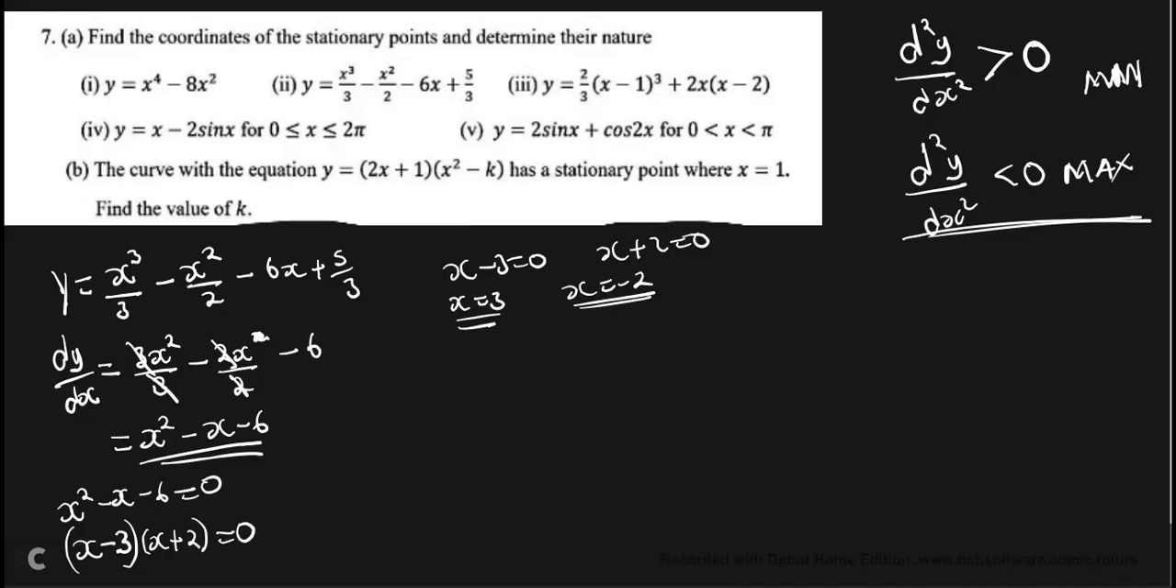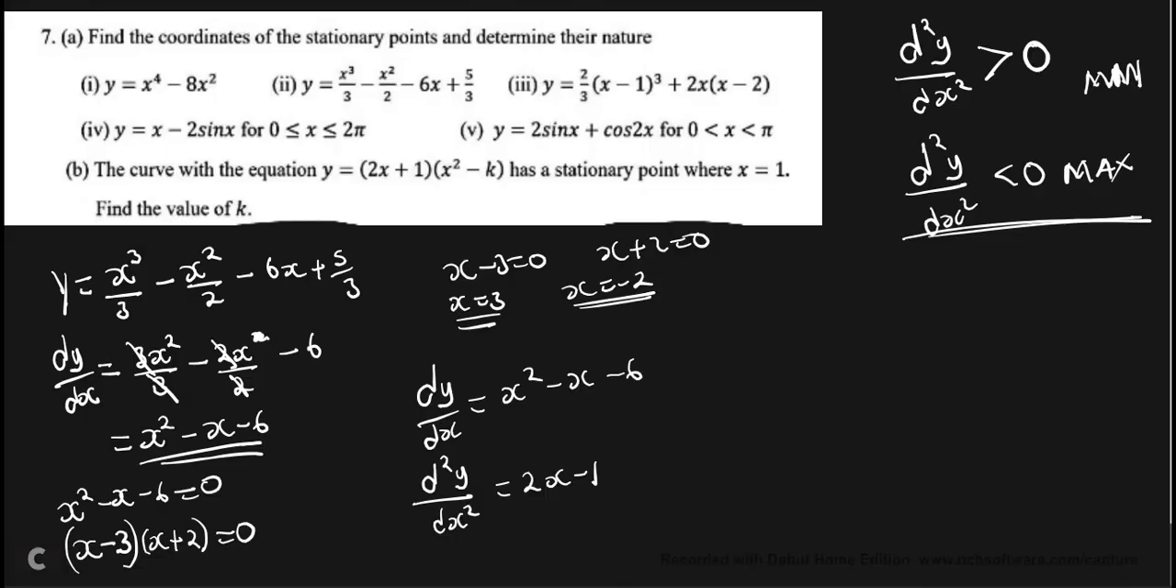So we need to determine whether these are a maximum or a minimum. So what you do, you differentiate that equation for the second time. What was the equation? It was x squared minus x minus 6. Let's differentiate that for the second time. That is 2x minus 1. Now, that is the second derivative.